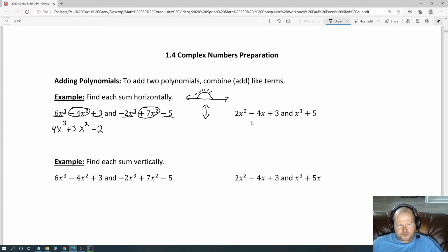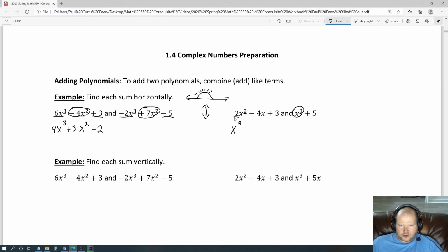Now let's try the next one. Again, we're going to add these horizontally. So we want to start with the highest degree. Now in this case, you see a 2x squared, so this degree here is 2. But over here on the second one, we actually have a third degree, right? So we're going to use the third degree term first. Okay, we want to put it in descending order. So this is the first one we deal with.